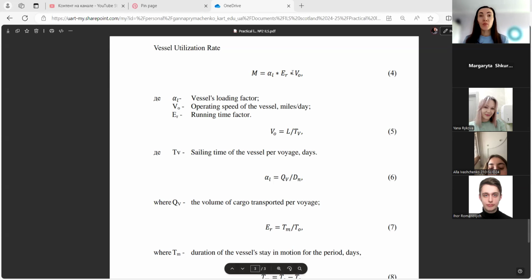And multiply by the third parameter V with index O, it is our operational speed. We decided it a few minutes ago. It is formula 5. Okay, is equal to, and the result doesn't have any units because it is also a coefficient. So, decided.